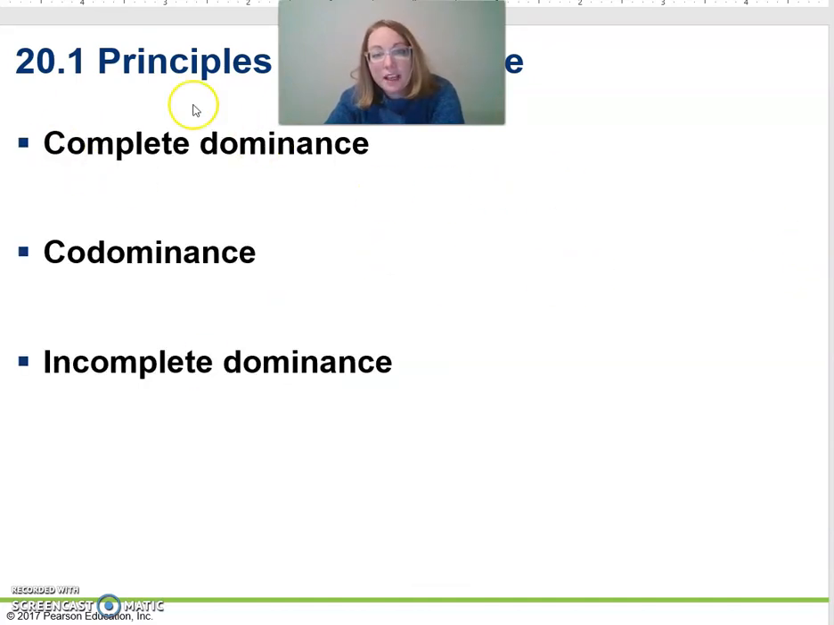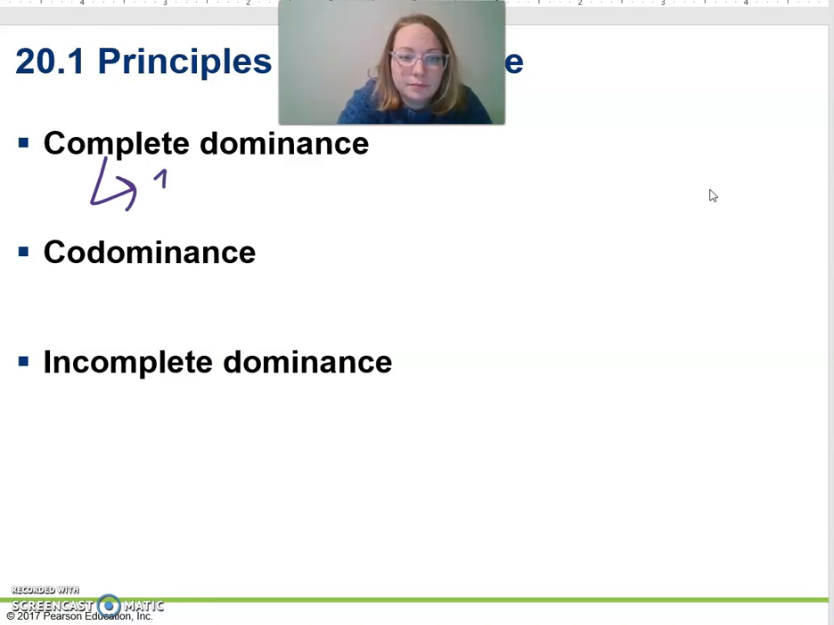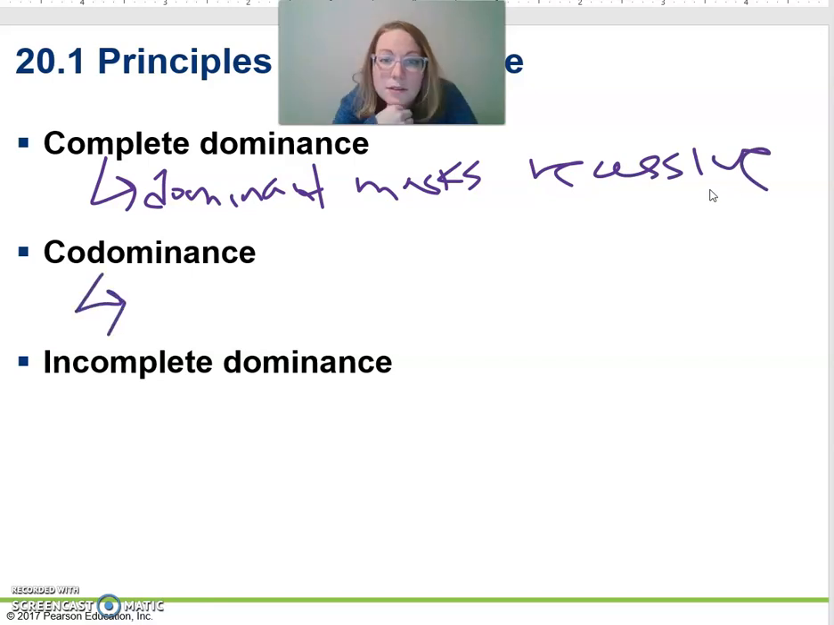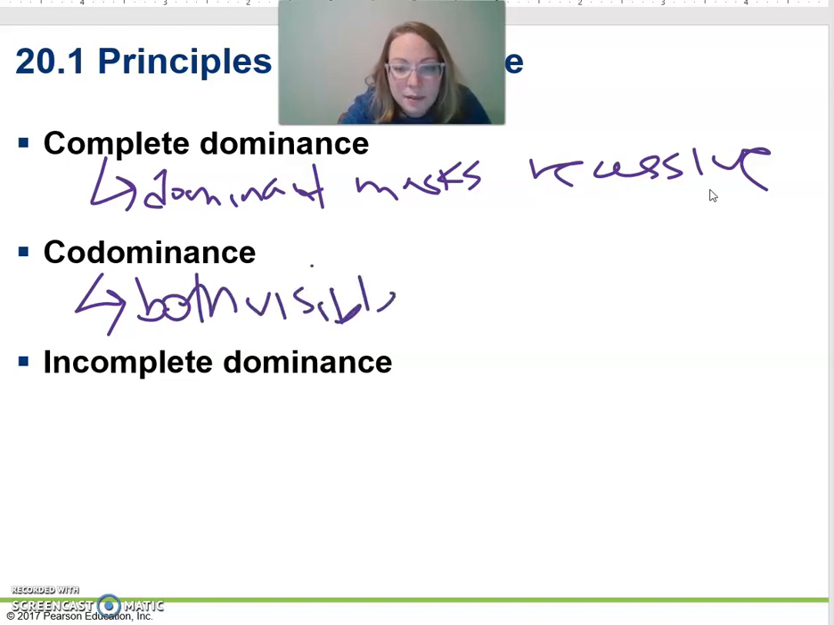Okay, so what we've been talking about before was complete dominance. 1 trait, 1 allele totally masks the other. Dominant masks recessive. So in codominance, they're both visible. The best example is blood groups, ABO. If you have the A protein, A's out there. If you have the B, B's out there. If you have both, A and B are both out there. They don't mask each other, they're just both there.